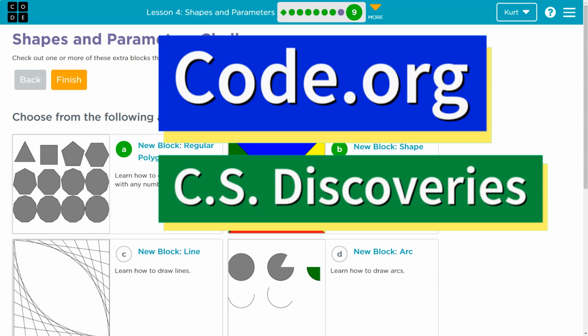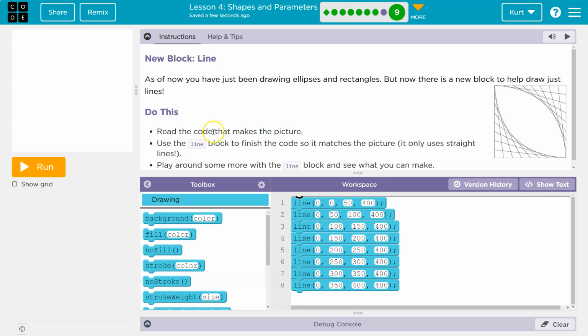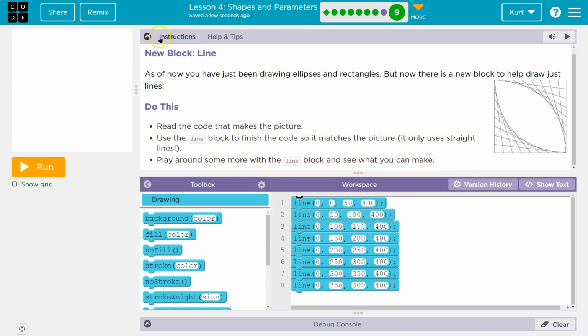This is code.org. Let's see what we're working on. Let's try out C. New block line. All right. As of now, you've been drawing ellipses and rectangles. True. But now there's a new block to help you draw just lines. Read the code that makes the picture. Use the line block to finish the code so it matches the picture. It only uses straight lines. Wow, that's confusing. Play around with the line block to see what you can make.